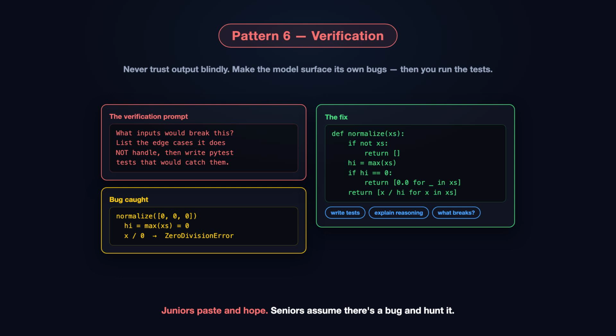And a warning on that first one, don't let the same model both write the code and quietly declare it correct with no evidence. Make it produce runnable tests, then you run them, in your environment, against your data. The tests are the artifact you trust, not the reassurance. Juniors paste the output and hope. Seniors assume there's a bug and go hunting for it, and they make the model help with the hunt. Verification is not optional. It's the single pattern that keeps generated code from quietly breaking in production 3 weeks after you shipped it.